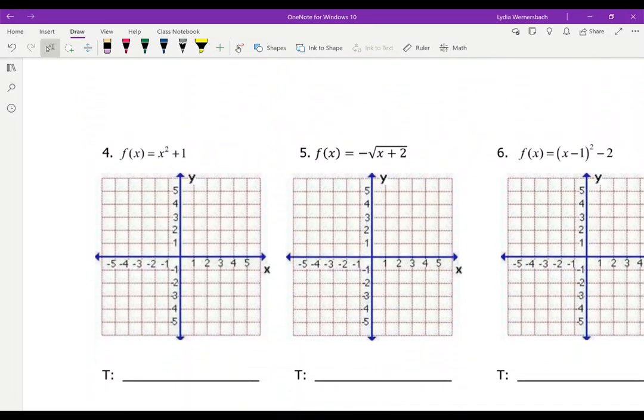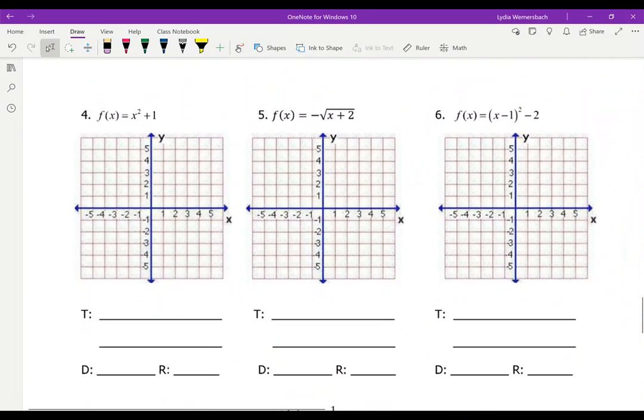Okay, so we're looking at some new functions here, not so many cubics, but we see this x squared. I'm going to start with a different color. We see x squared, and that is going to be our parent function. If we remember, the parent function points for that one are (0, 0), (1, 1), (2, 4), (-1, 1), (-2, 4). Looks like this. Okay, so that's our parent function.